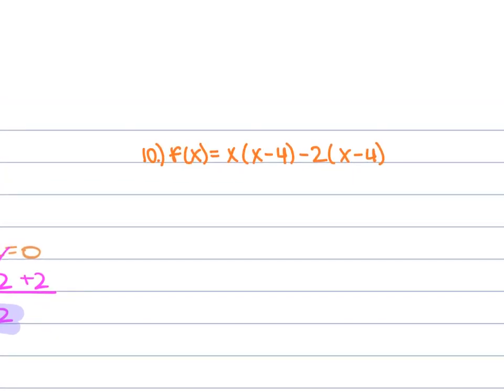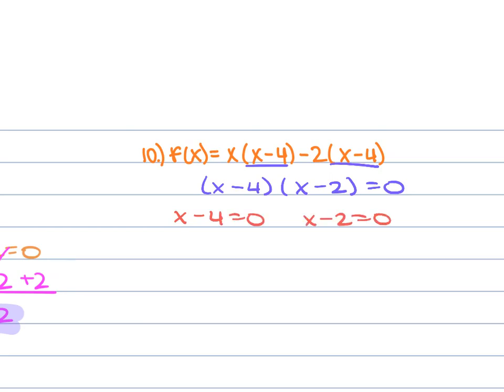For 10, we have x times x minus 4 minus 2 times x minus 4. Those x minus 4s are the same, so we're going to rewrite 1 and then make another with the x minus 2. So then separate this. X minus 4 is equal to 0. X minus 2 is equal to 0. Move the 4 over by adding it to both sides. So x is equal to 4. Move the 2 over by adding it to both sides. X is equal to 2.